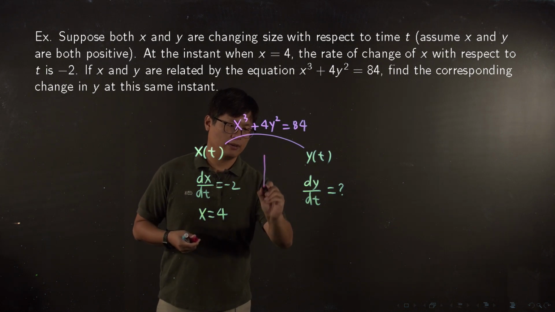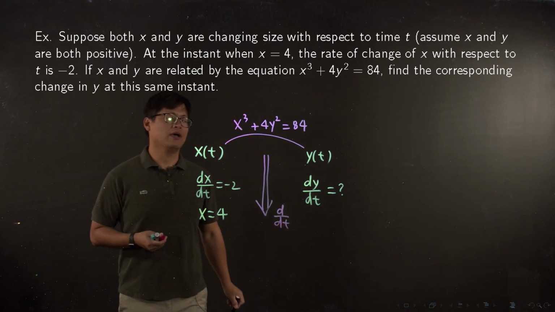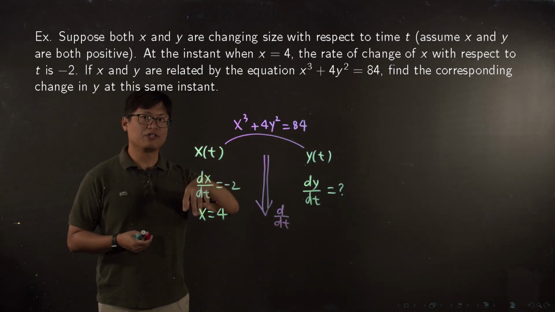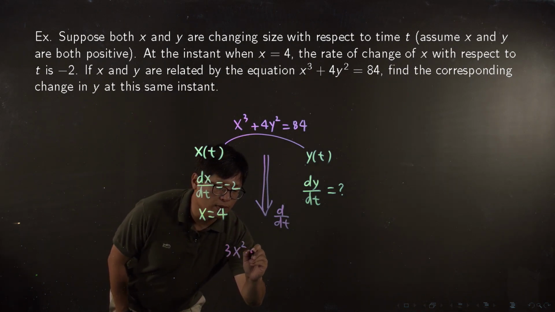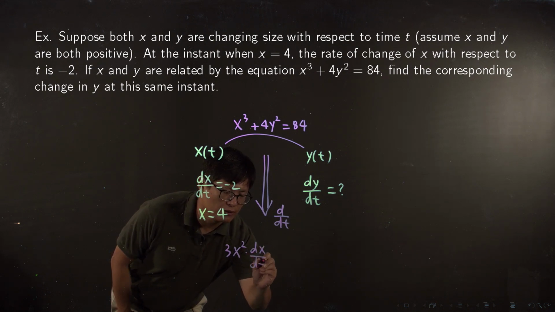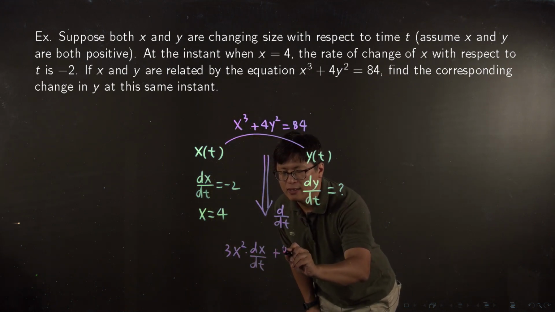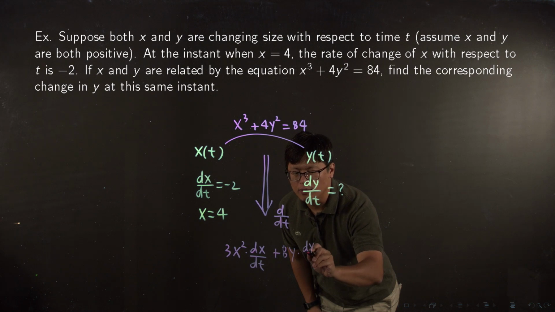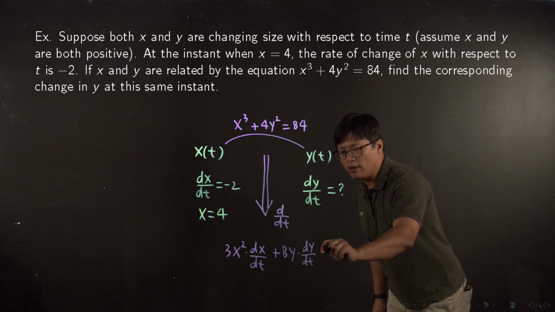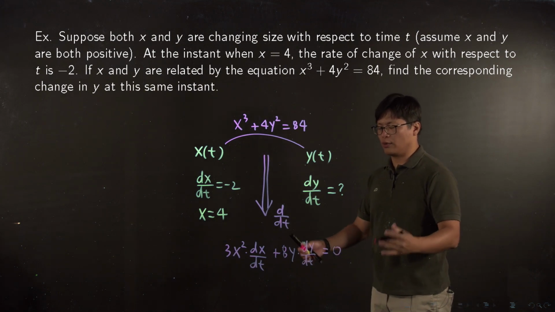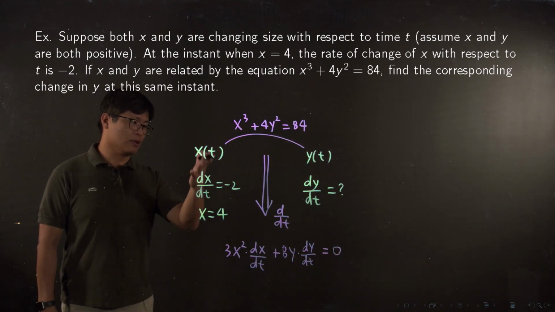Let me do it here, with respect to t, okay? Keep that in mind. This is implicit differentiation. So the derivative of x cubed is not simply 3x squared, but you have to multiply dx over dt, okay? Don't forget this. Then what about the derivative of 4y squared? It is simply 8y, but don't forget, you have to multiply dy dt. I'm talking about the chain rule, okay? And what about the right hand side? The derivative of 84 is equal to 0. Okay, that's it.